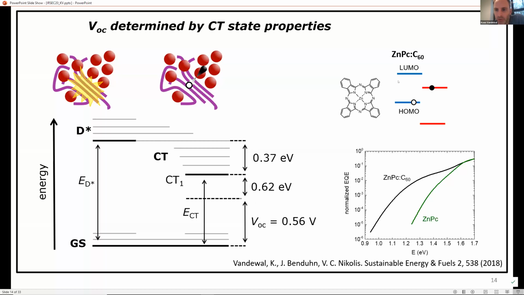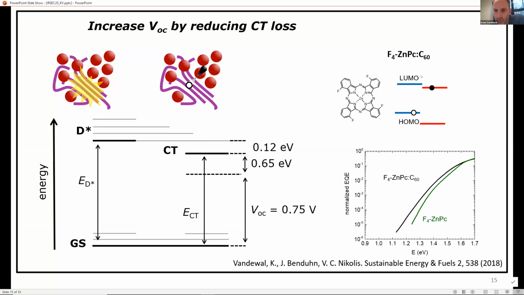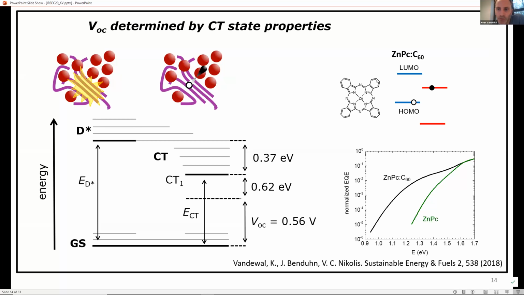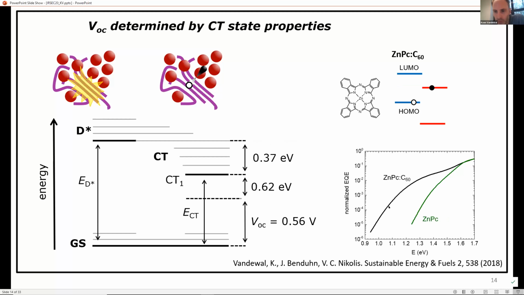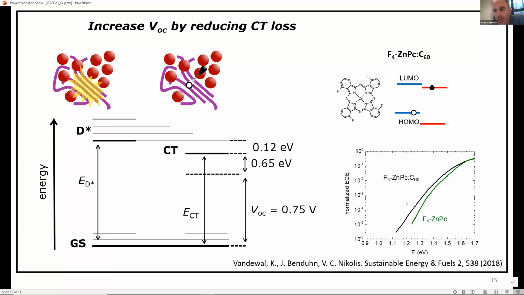Now, if you play with the frontier energy levels of this molecule by fluorinating it, fluorination of zinc PC shifts the energy levels down. You can also see what happens then to the CT state absorption. This absorption blue shifts, which means that the energy of this interfacial state goes up. Again, we can put the numbers on it and you see, okay, the open circuit voltage goes up because the CT state energy went up.